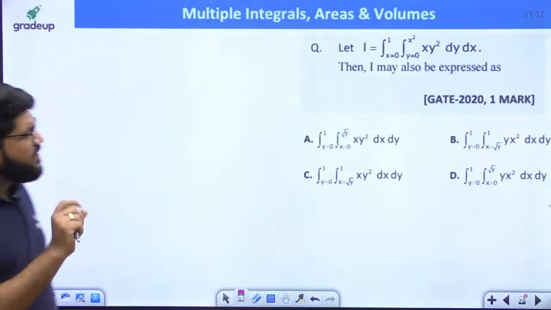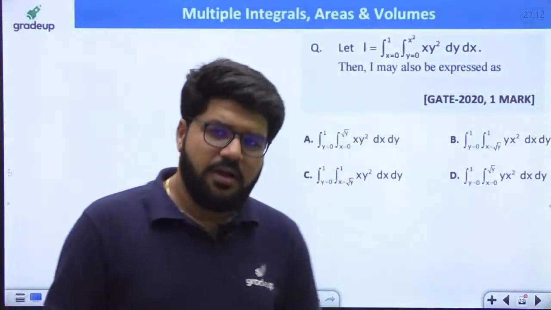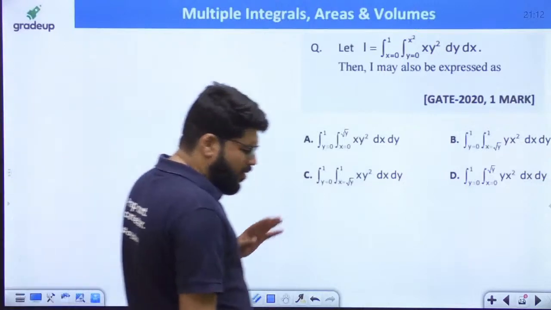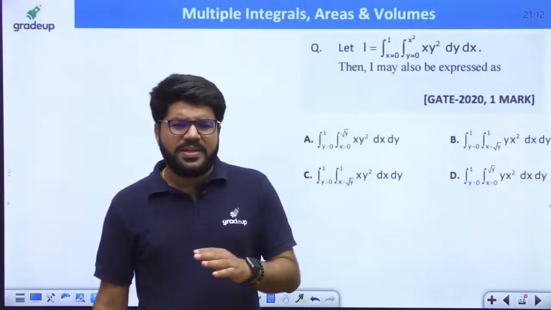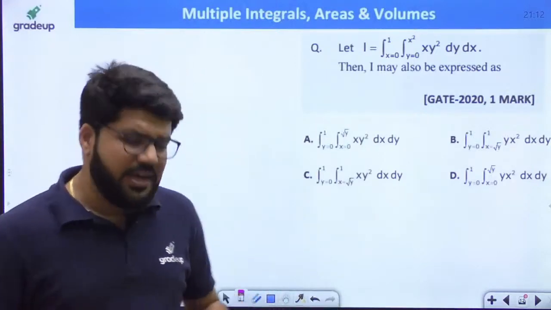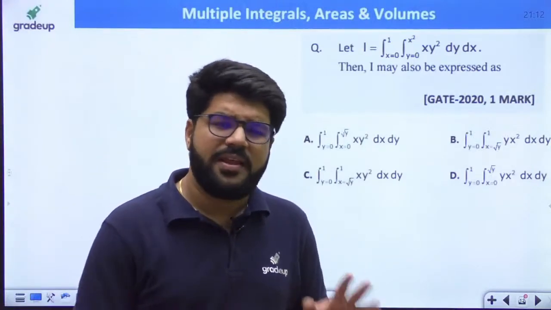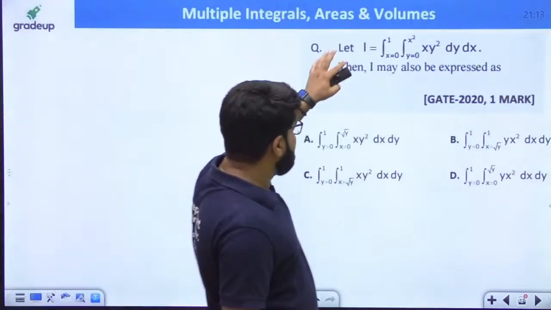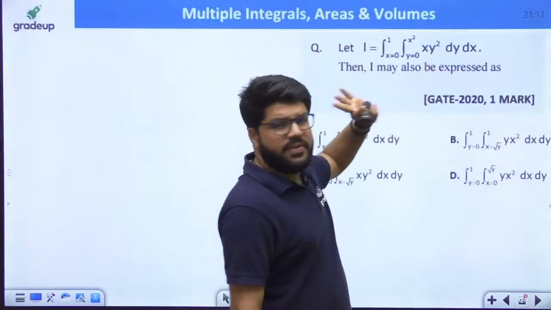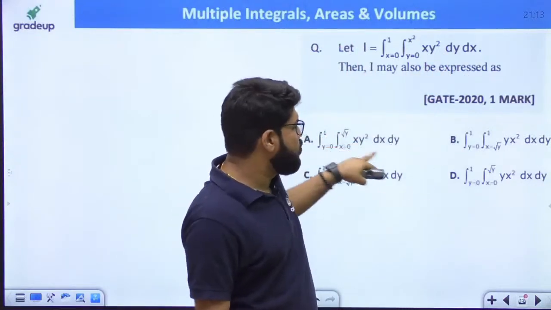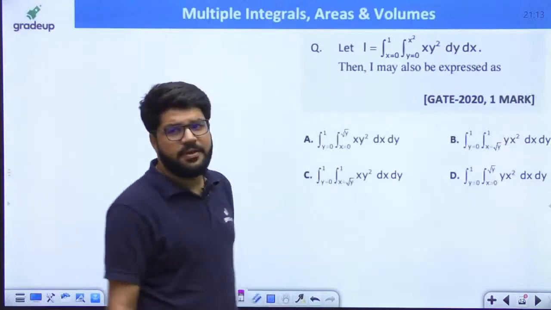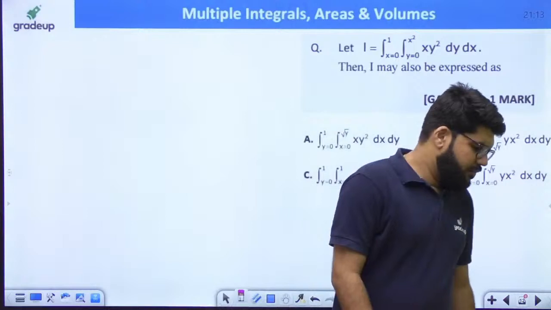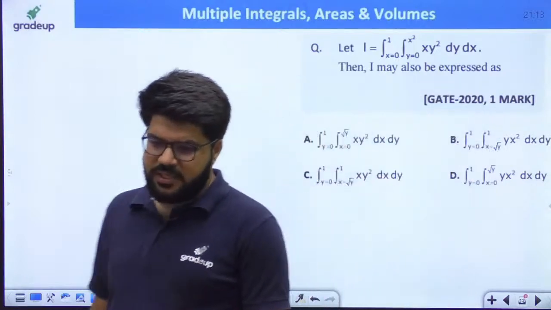See, there's a direct, simple GATE 2021 one-mark question based on changing the order of integration. Let I be equal to the given integral. In GATE, the questions will not be very complicated or out of the world. They will be very simple, very natural questions. The only thing is you must have the idea. I is given as an integral of some function dy dx, and you have to express this as dx dy.